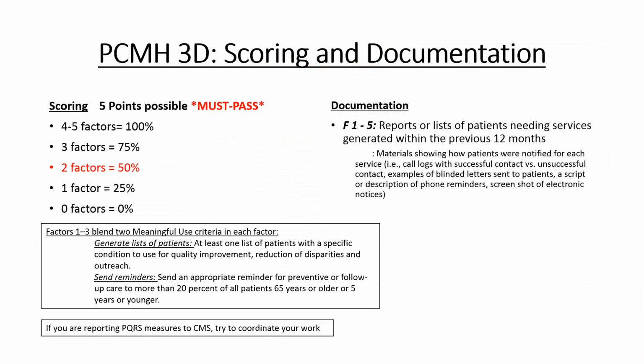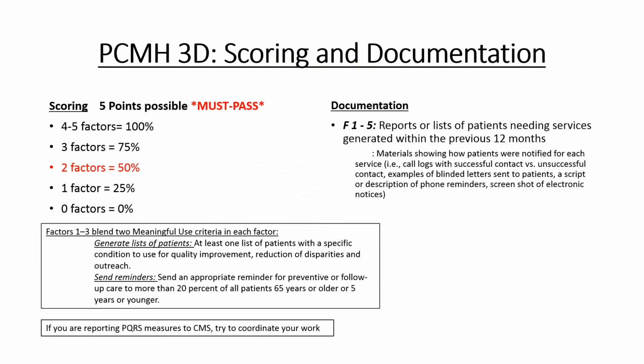On the right, the documentation. So for all the factors, a report or list of patients needing services generated within the previous 12 months, and also materials showing how the patients were notified for each service. And again, keeping in mind that obviously those materials have to be proactive and reaching out to the patient in a way that is showing that you're looking at these lists and telling them that they are overdue or in need of these services. The 2 boxes on the left-hand side are just some information of showing you how the meaningful use criteria fits into these different factors.